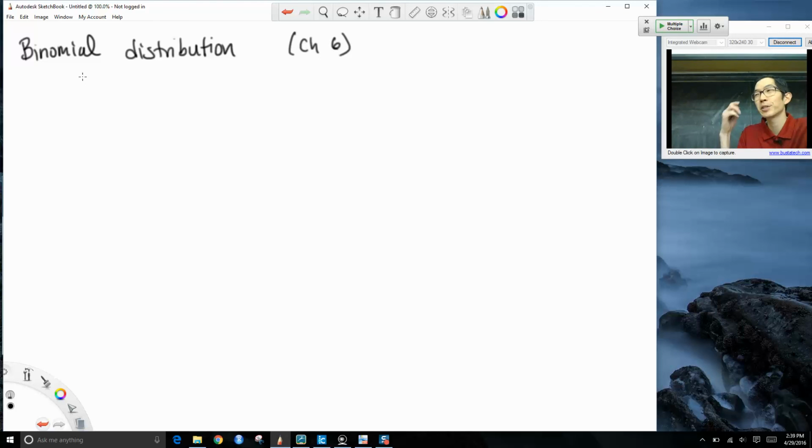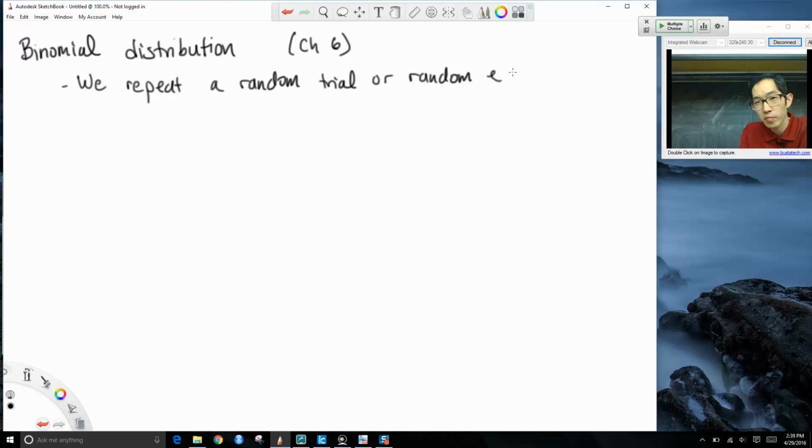And here we're still talking about probability distributions. So with the binomial distribution, we repeat a random trial or a random experiment n times. So we do the same thing over and over again n times.